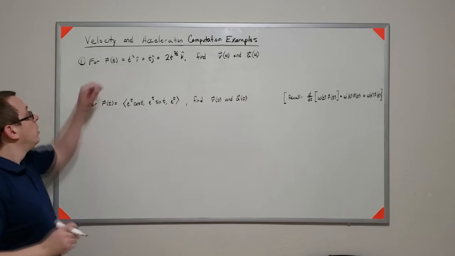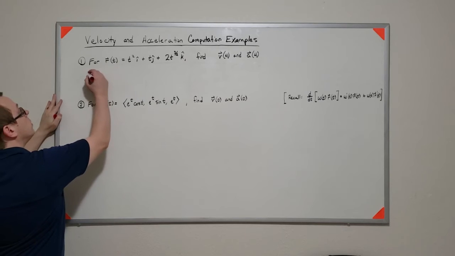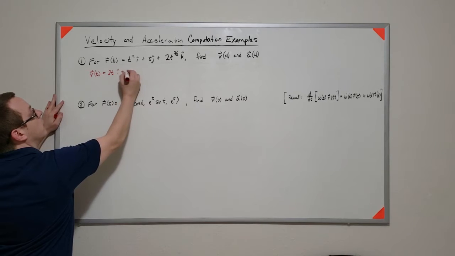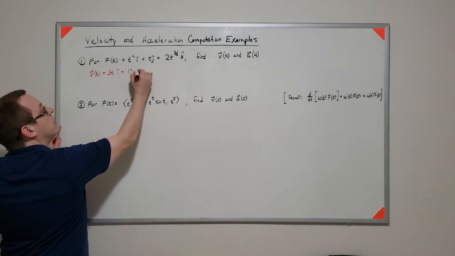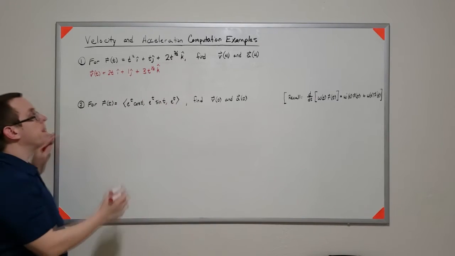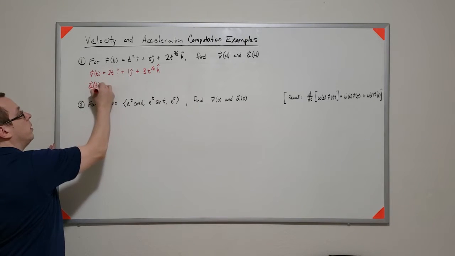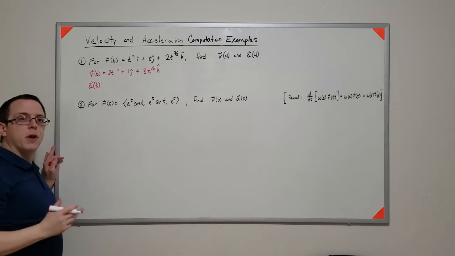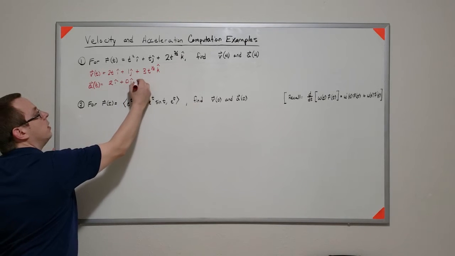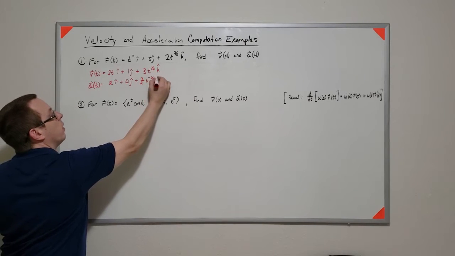Now, recall that the velocity is simply the derivative of the position vector. So we would say that v of t is 2t i plus 1 j plus 3t to the 1/2 k. So that's like the square root. And a of t is the time derivative of the velocity vector. So that's 2i plus 0j plus 3/2 t to the negative 1/2 k.